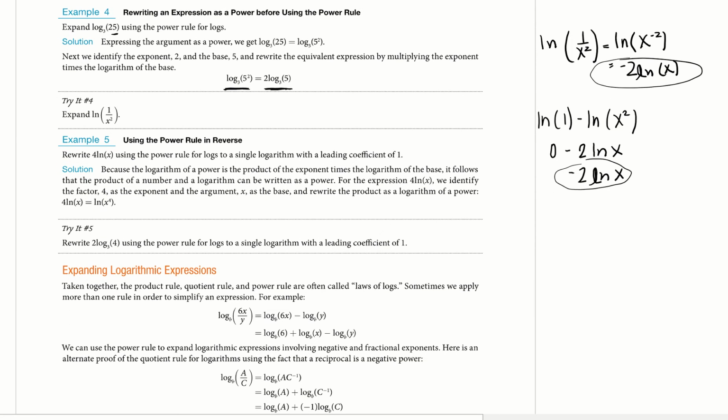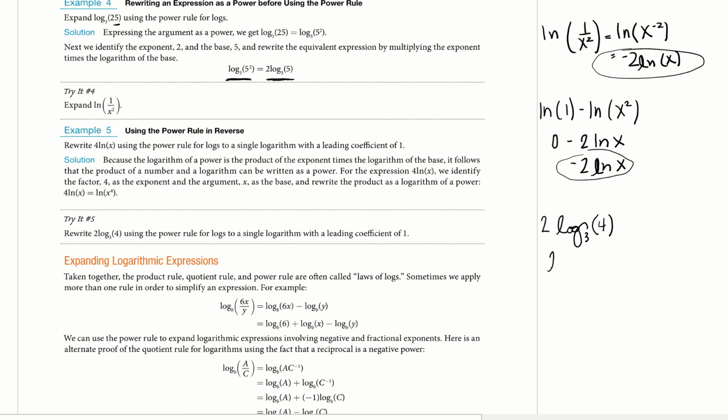Okay, so the reverse power rule is the same as what we did for the quotient, and you can also do it for the multiplication rule. So here we have 2, that looks like a 1, I'm sorry. We have 2 log 3 of 4. Okay, so if I wanted to reverse this, it would be log 3 of 4 squared.